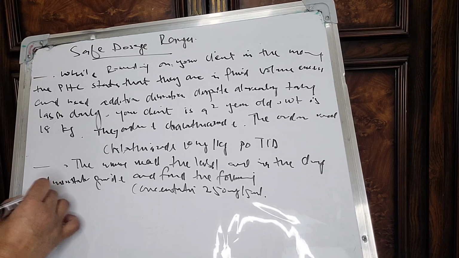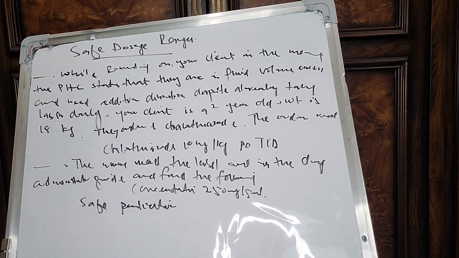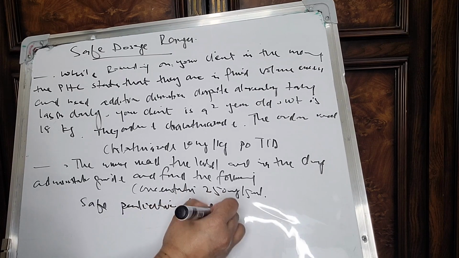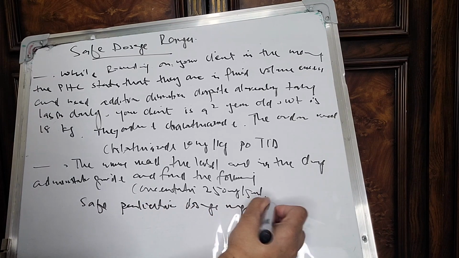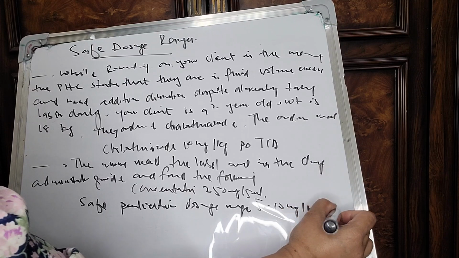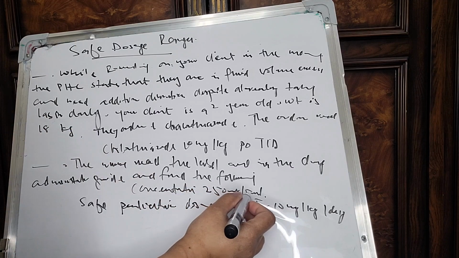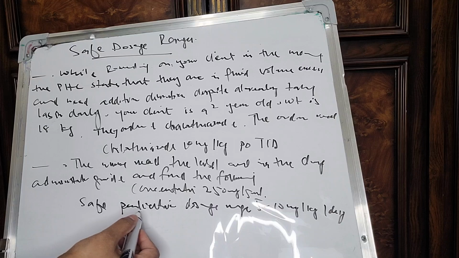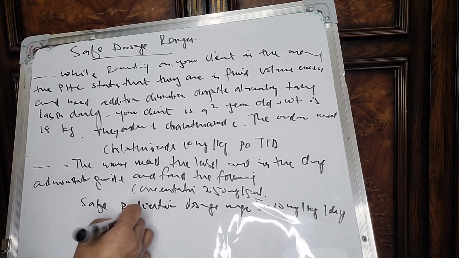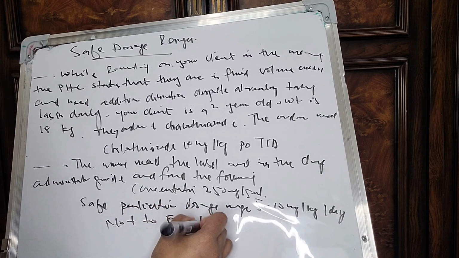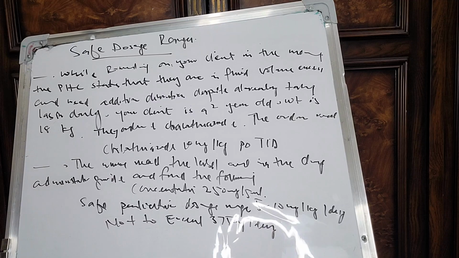Safe pediatric dosage range. What is the safe pediatric dosage range? It is 5 to 10 milligram per kg per day, as mentioned on the administration guide. The concentration is 250 milligram per 5 ml. The safe pediatric dose range is 5 to 10 milligram per kg per day, not to exceed 375 milligram per day. This is our question.